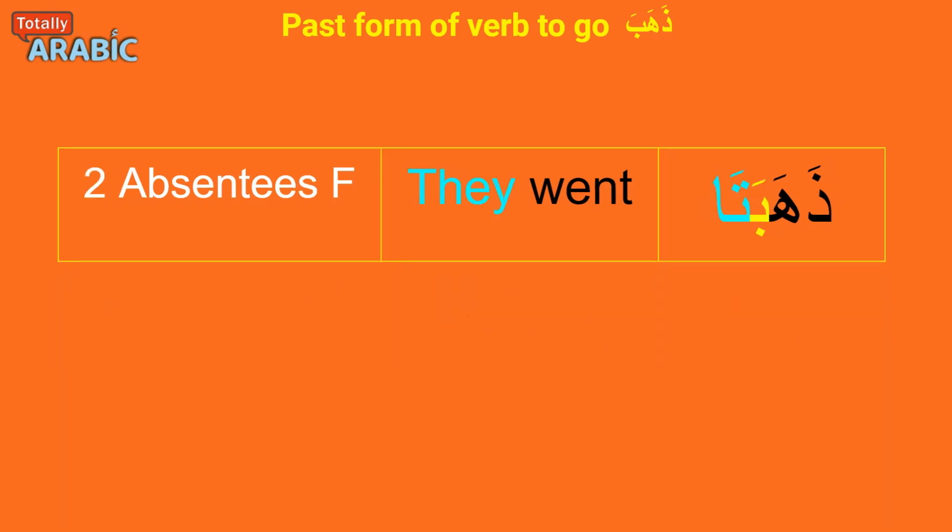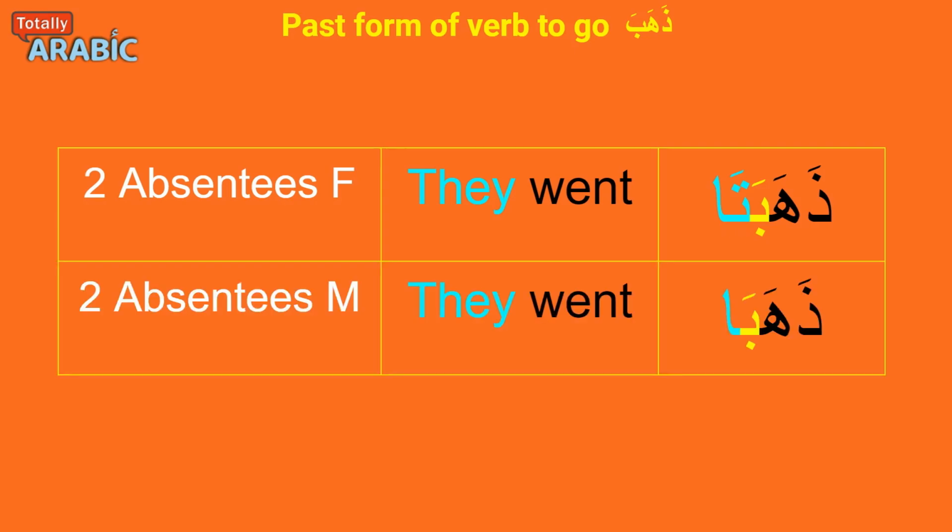If the absentee is not only one person, but 2 people, and they are female, in English, we say they went. But in Arabic, ذهبتا. So here, fatha, fatha, fatha. Now change, but we add ta with fatha and then alif. ذهبتا. Now, if the absentees are male, and we have 2 only, ذهبا. Fatha, fatha, fatha, and then we add alif. ذهبا.